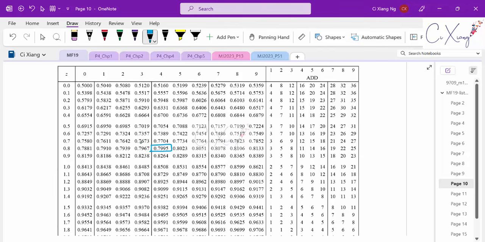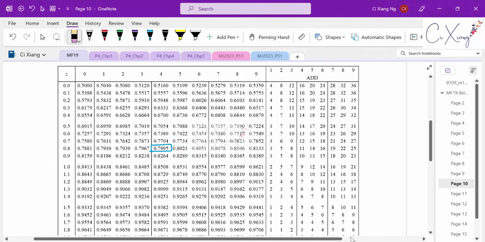0.7995 is smaller than 0.8 but closer to 0.8, because if you look at the next value, it is already more than that. All right, so I want to choose a number closest but smaller than 0.8. Okay, so when I look for 0.7995, if I read the value of z from here, I'm getting 0.8, then 4.